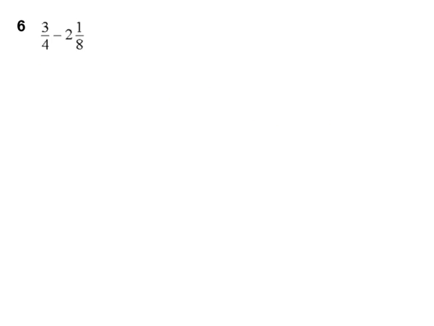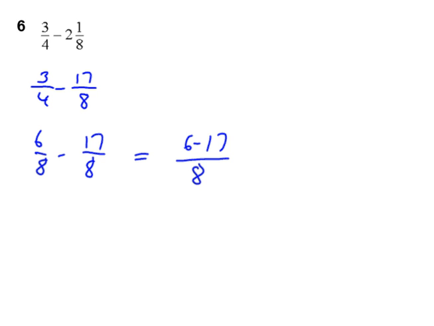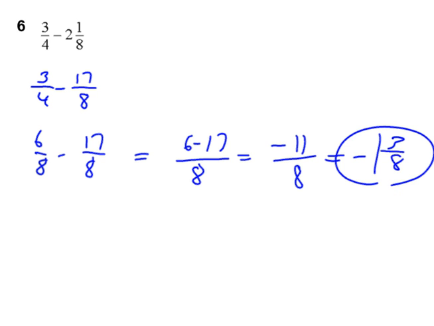Question 6, we have 3/4, take away 2 and 1/8. Whenever you have mixed fractions, it's always easiest to change it to improper. Once you have that common denominator, we're going to use 8. That one won't change. This becomes 6/8. Subtract your numerators and keep your denominator. 6 take away 17 is negative 11. So your answer is negative 11/8 or negative 1 and 3/8. Either one's fine.